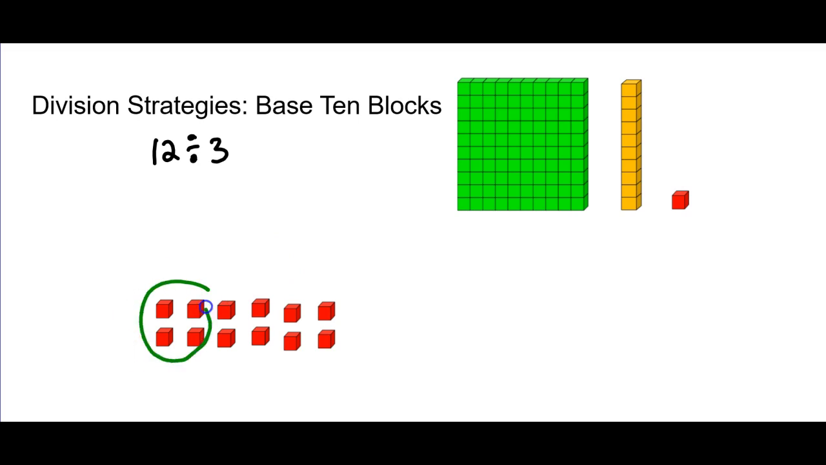And I say, okay, there's this, this, and this. There's my three even groups there of four. So 12 divided by 3 is 4. Same thing if you had this. Sometimes you've got to break up a flat into a bunch of rods, and you can do that as well as you show division in your work.